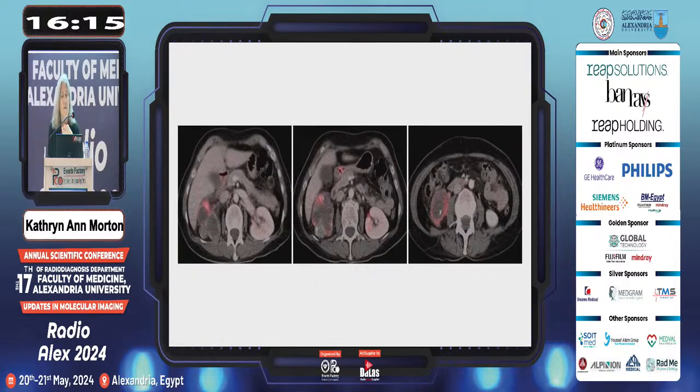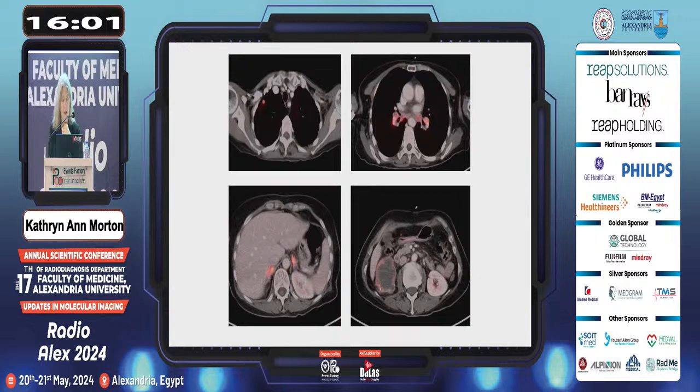This would be very difficult to distinguish from this entity, which is actually chronic renal tuberculosis, where you have cystic changes, calcifications, and areas of increased uptake. This is another case, a different case of renal tuberculosis. You see the changes within the kidney. You also see activity within the adrenal glands, bilaterally, within a lung nodule, and within mediastinal lymph nodes.